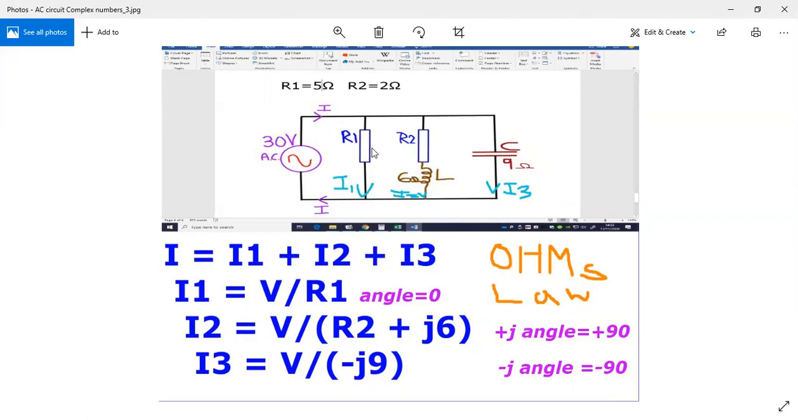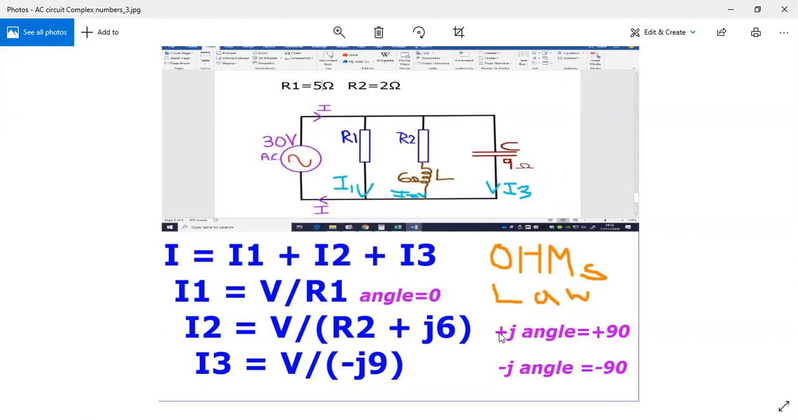In order to calculate the current through the first branch, Ohm's law, voltage divided by resistance. In the second branch, voltage divided by impedance. The impedance is in two dimensions. Third branch, voltage divided by impedance again, and we'll do these detailed calculations in the next slides.